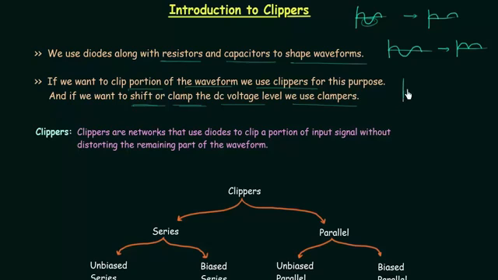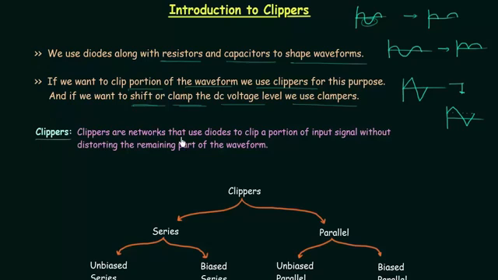For example, if this is the input voltage and we are using the clamper circuit, so the output waveform will look something like this. We have shifted the DC voltage level by using the clampers. In this lecture, I will explain clippers.